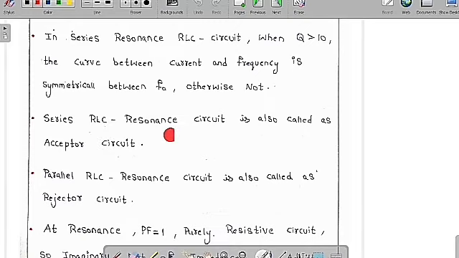Series RLC resonance circuit is also called the acceptor circuit, whereas parallel RLC resonance circuit is also called the rejector circuit.